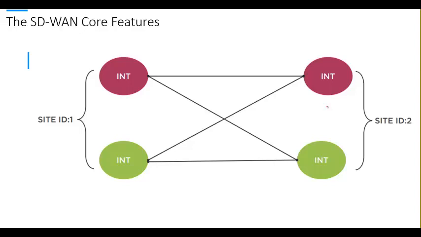So color is used to describe the type of circuit. It is not the system IP. The color is the one which is going to differentiate different transport that we have. Maybe MPLS or internet or LTE. And also it is the same color that tells whether it's a public transport or a private transport.